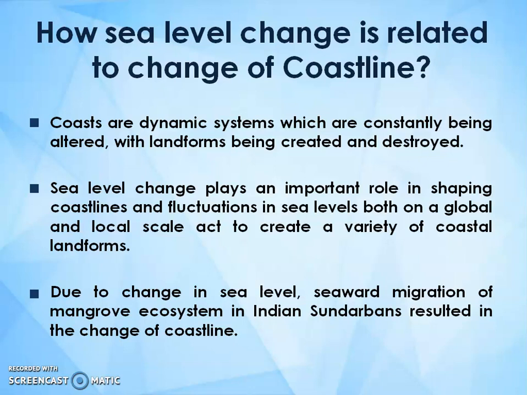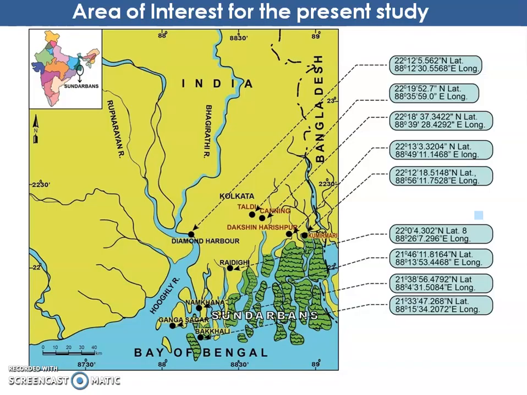sea level change. As we all know, coasts are dynamic systems which are constantly being altered, and landforms are being created and destroyed. And due to change in the sea level, seaward migration of the mangrove ecosystem in the Indian Sundarbans resulted in the change of coastline. So this is the area of the present study.